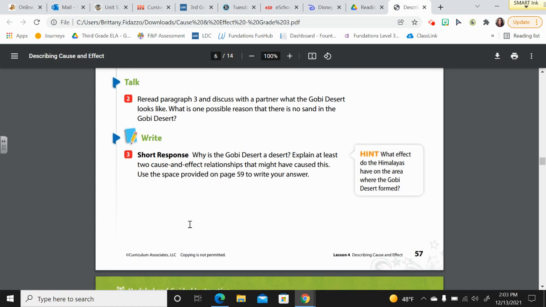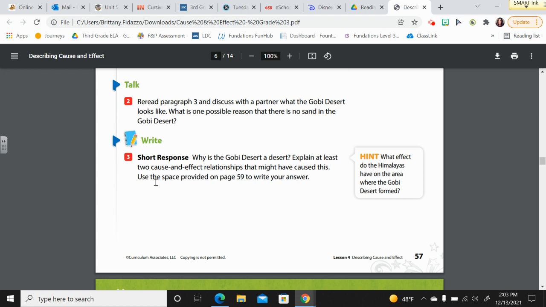All right, the last thing you need to do is write a short written response. And for this, there is a RACES graphic organizer that you can use. The question is, why is the Gobi Desert a desert? Explain at least two cause and effect relationships that may have caused this. All right, so it does give you a hint over here that says, what effect do the Himalayas, those are the mountains, have on the area where the Gobi Desert formed? I think you can find all of your answers for the short response in paragraph 3 there. So make sure you restate, answer the question, and use some evidence to explain.